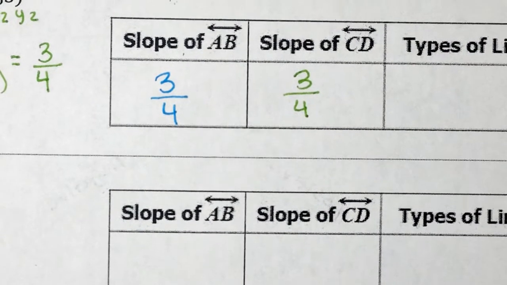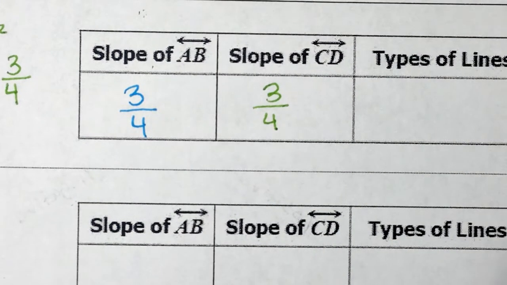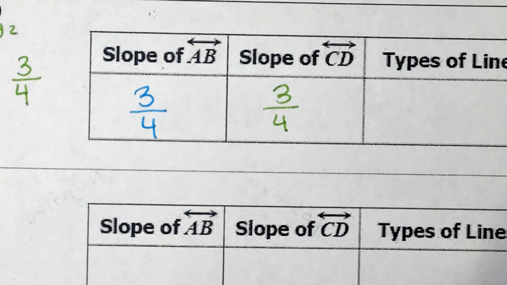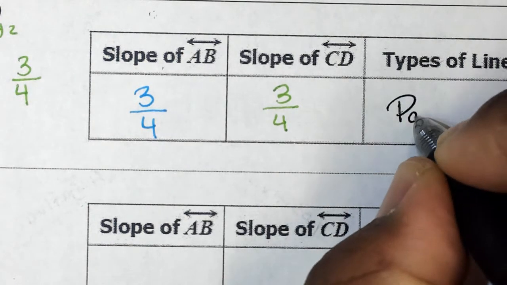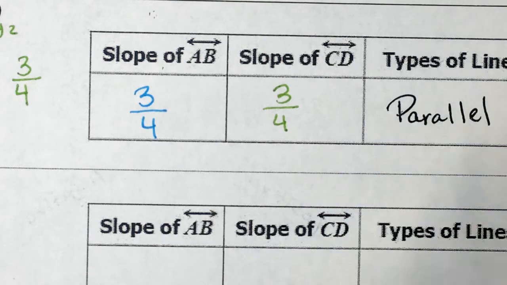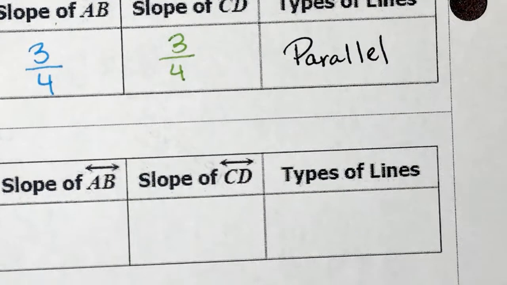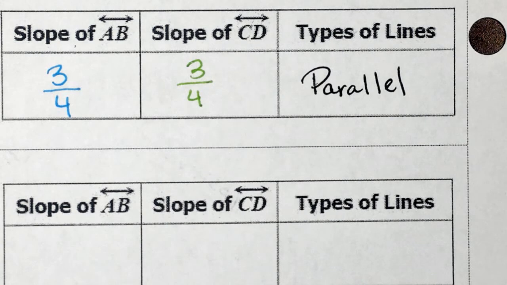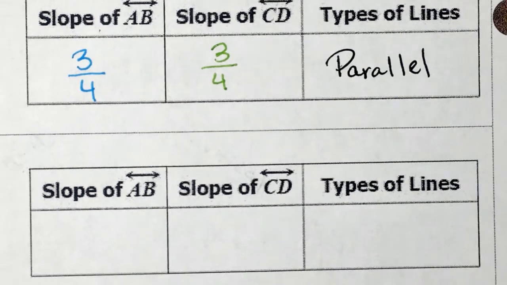What type of lines do I have? Parallel. Based on my slopes, my lines have to be parallel. They are both identical. Do number 9.